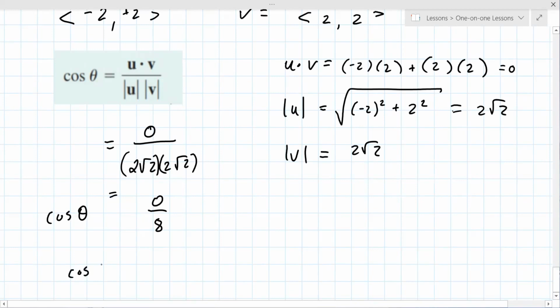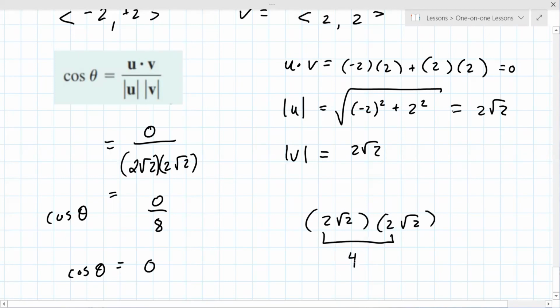So cosine theta equals 0. Can you run through how you get 8 again? Sure, I'm sorry. It's not super important, but 2 times 2 is 4. And then the square root of 2 times the square root of 2 is square root of 4, which is 2. So 4 times 2 is 8.